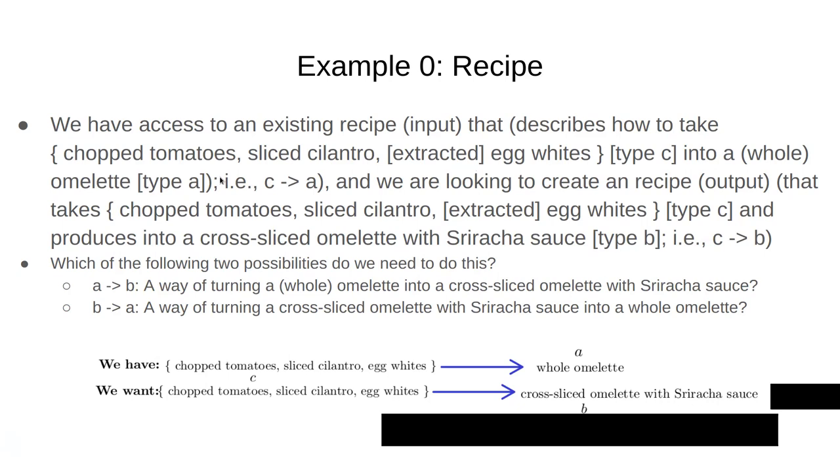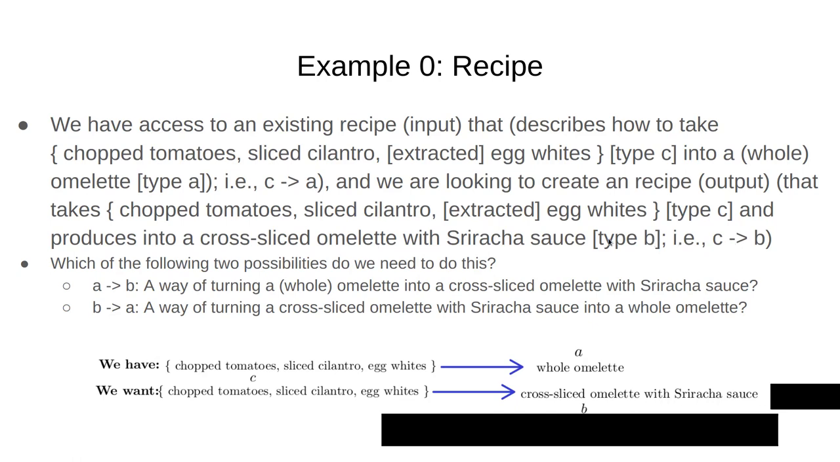And we want to create a recipe. We want to be able to perform a recipe that takes all those same ingredients as the inputs, but it doesn't create just a whole omelet. It cross slices it and puts a sriracha sauce on it, this type of sort of spicy sauce. So we have something that goes from C to A. C is the ingredients, and it produces an omelet A. And we want to have something that goes from C, these ingredients, to B.